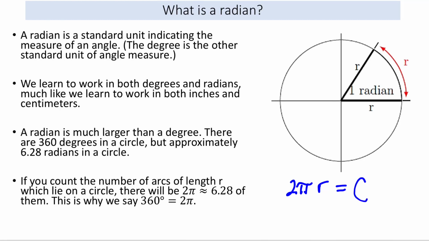So when I say 2 pi, I mean 6.28 approximately. So that would be 1, 2, 3, 4, 5, 6, and then like a third of a radius would fit on the outside of any circle.